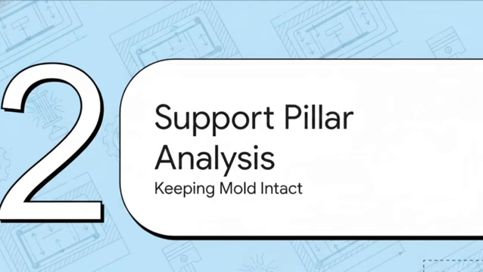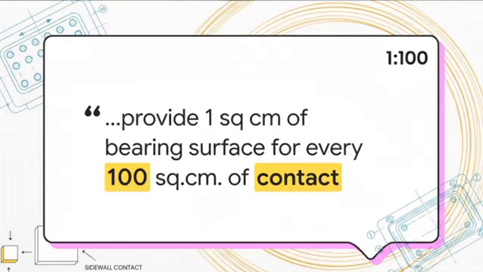Moving on to Section 2, support pillar analysis, keeping the mold intact under pressure. So let's see how all this builds into the structural integrity of the equipment itself. Before we get into the heavy structural stress math, there's actually a fantastic, rough rule of thumb in the source material for the ejector pins themselves.